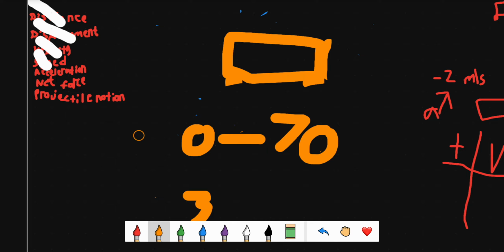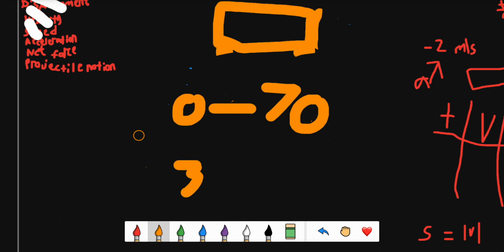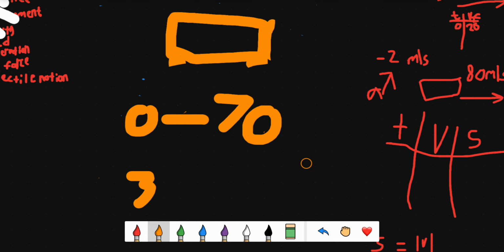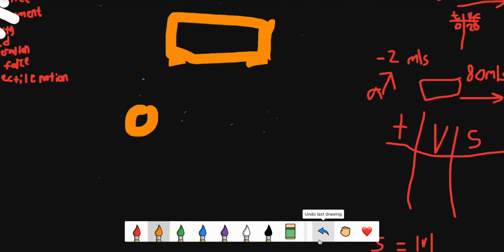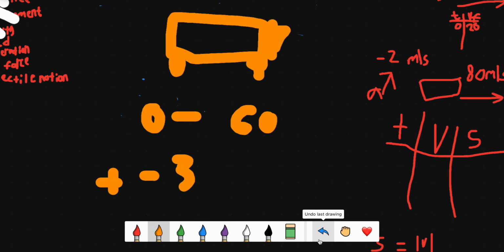We use Vf minus Vo over t as the formula for acceleration. So what is the acceleration of this car? It's approximately 23.3 meters per second squared. So that is how you determine the acceleration of the vehicle.